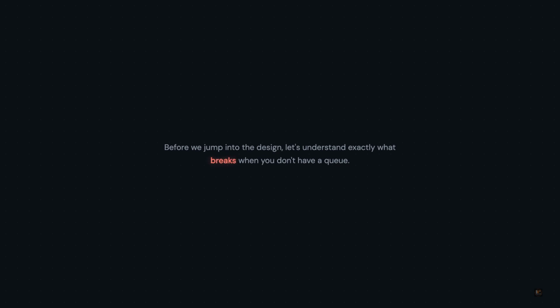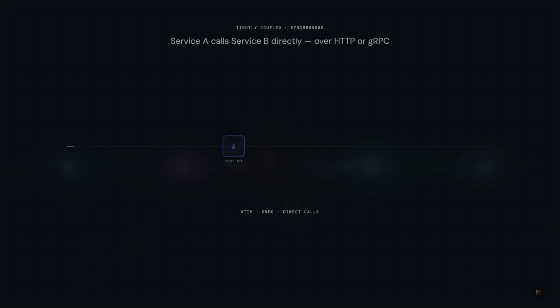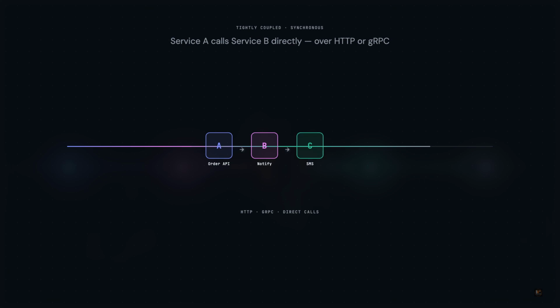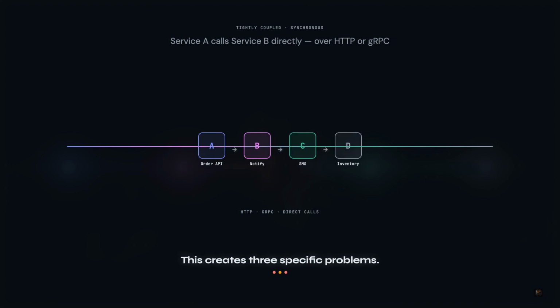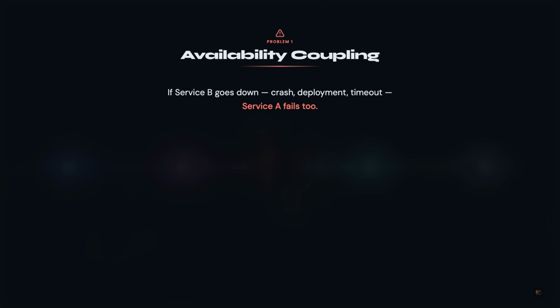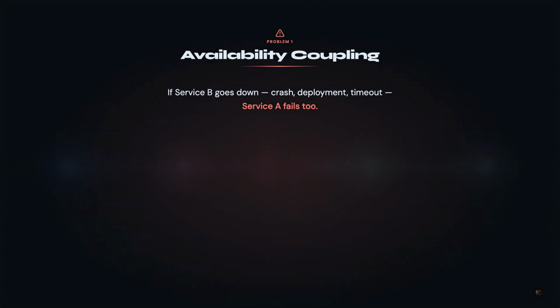Before we jump into the design, let's understand exactly what breaks when you don't have a queue. In a tightly coupled synchronous system, service A calls service B directly, over HTTP or gRPC, service B calls service C calls service D. This creates 3 specific problems. Problem 1. Availability coupling. If service B goes down, a crash, a deployment, a timeout, service A fails too. Your user gets a 500 error because of a downstream problem that has nothing to do with their request.